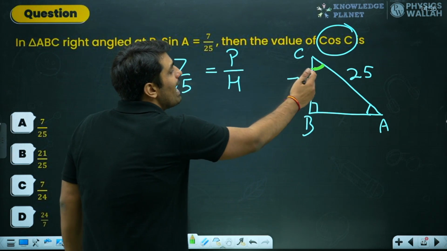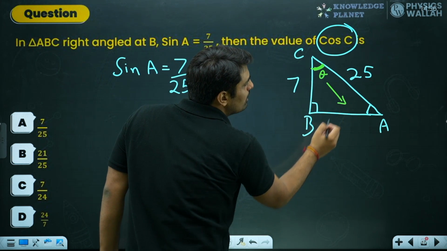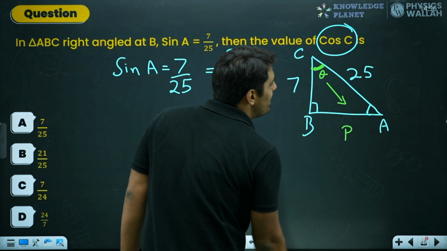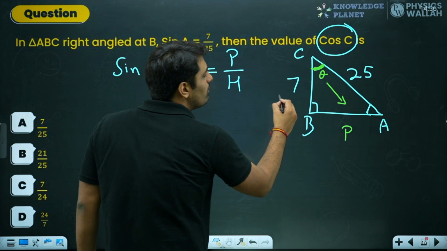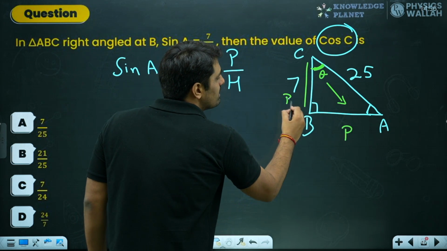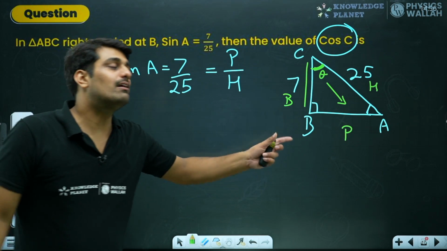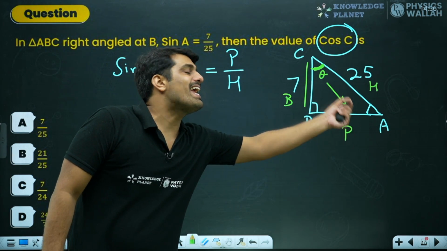For this particular angle, if this is theta, for this angle, this is the opposite side. So in that case, this will be the perpendicular. If this is the perpendicular, this will be our base. This length will be our base. Let me name this as base. Hypotenuse will remain as it is. So I hope the green color is making you distinguish between angle A and angle C.